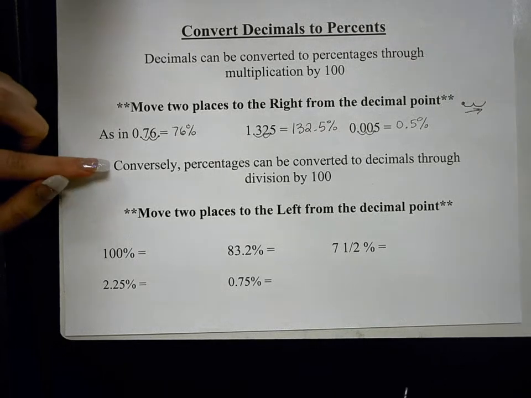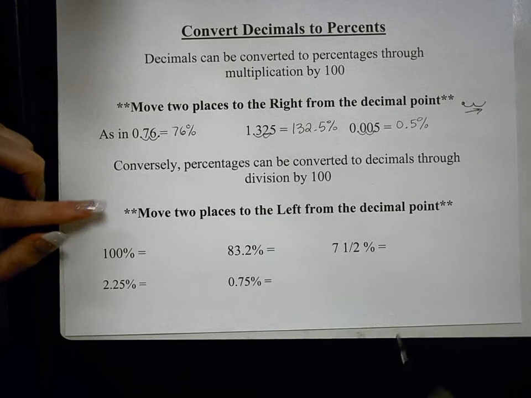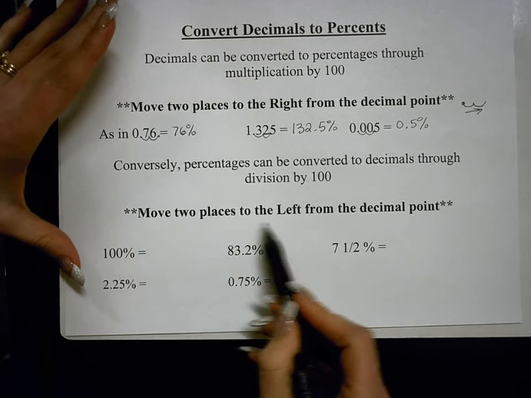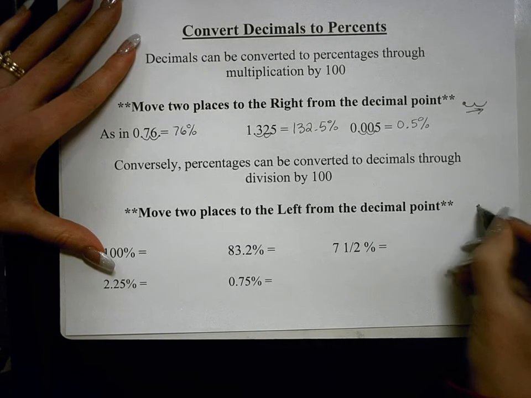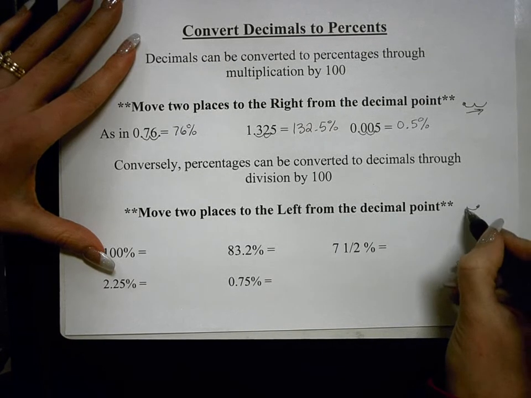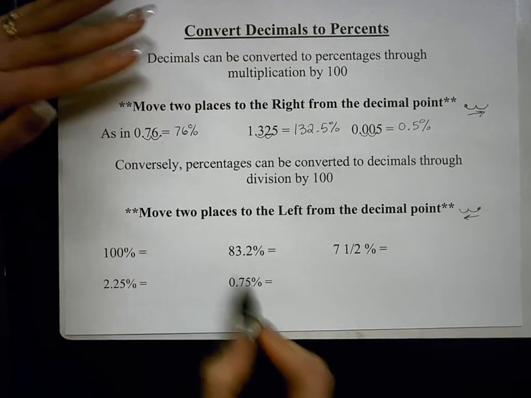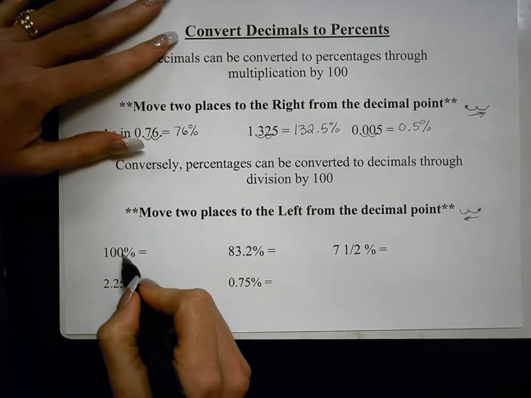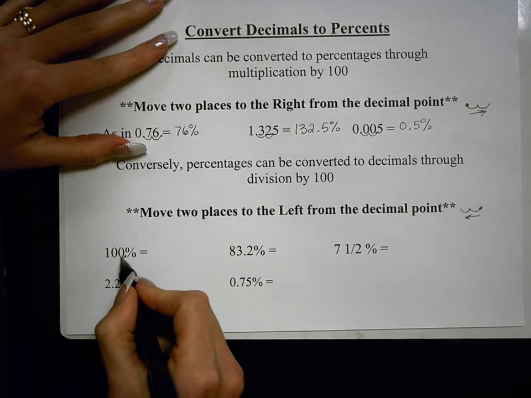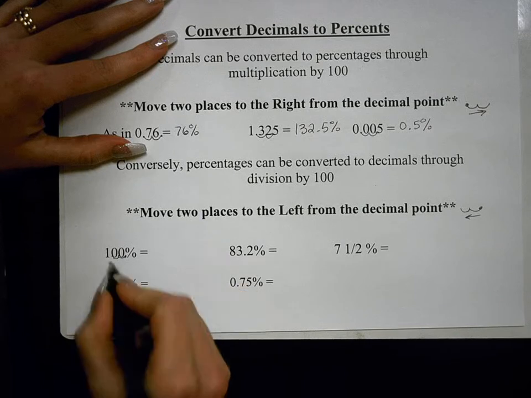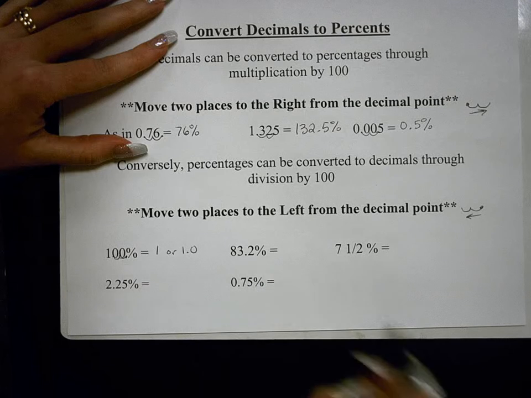Conversely, percentages can be converted to decimals through division by 100. Now, division by 100, that's the same thing as moving 2 places to the left from the decimal point. So if the decimal point is here, we're going to move 2 places to the left. So here, 100%, there isn't a decimal, but the decimal is right there. It's just hidden. So if we're going to convert this to a decimal, we're going to move 2 places to the left, and 100% is the same thing as 1, or 1.0.